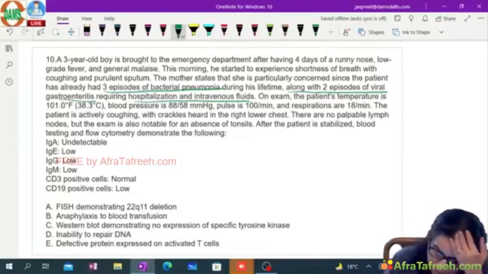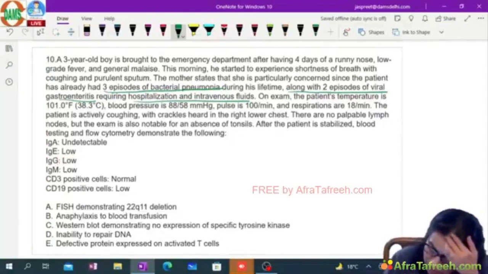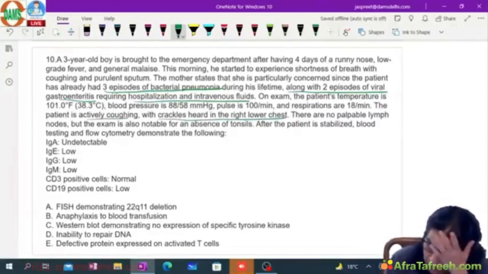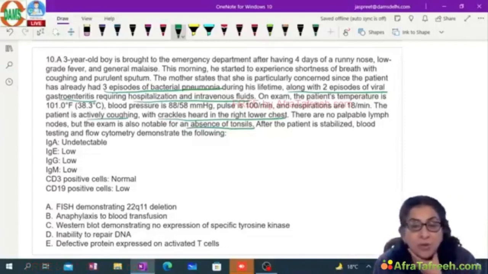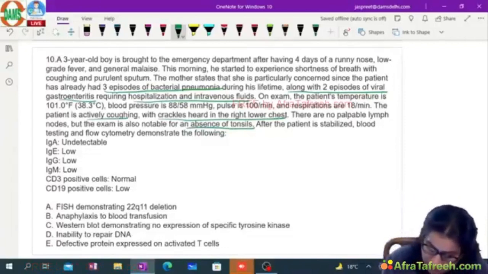On examination, the patient's temperature is 101. So he has fever. His blood pressure is 88 by 58, which is low. Pulse is 100. Respiration is 18. The patient is actively coughing with crackles heard all over the lower chest. So he has pneumonia. There are no palpable lymph nodes, but the examination is also notable for absence of tonsils. So his tonsils are absent. So the patient is stabilized.